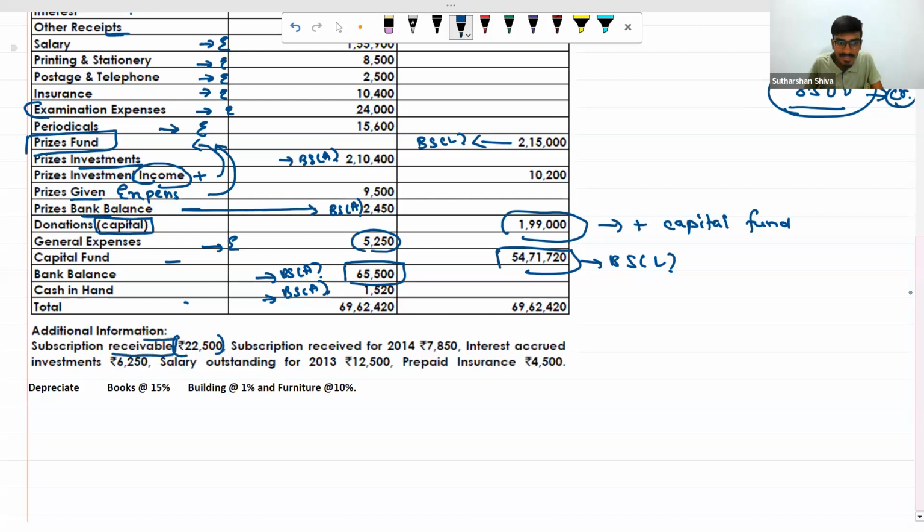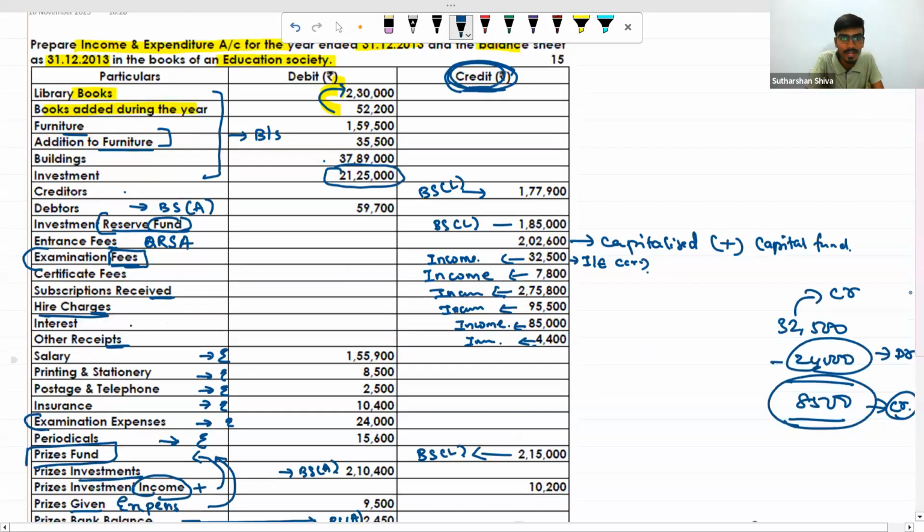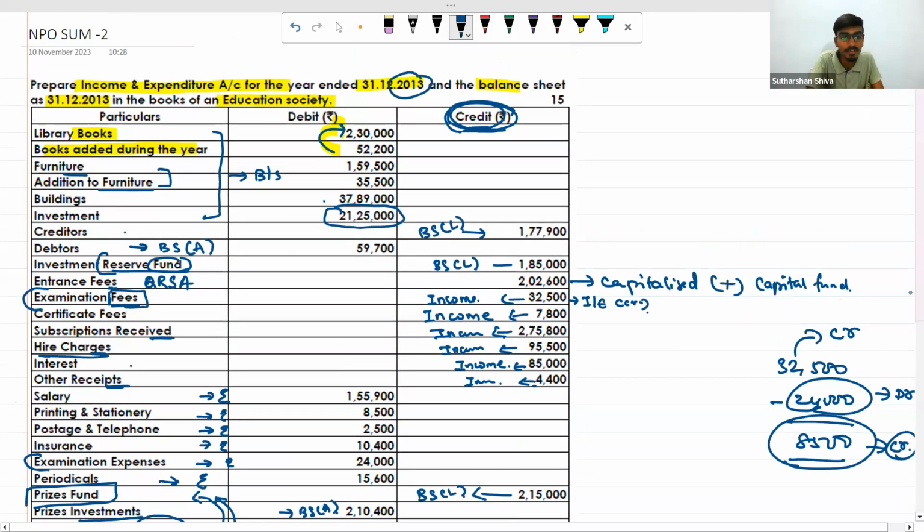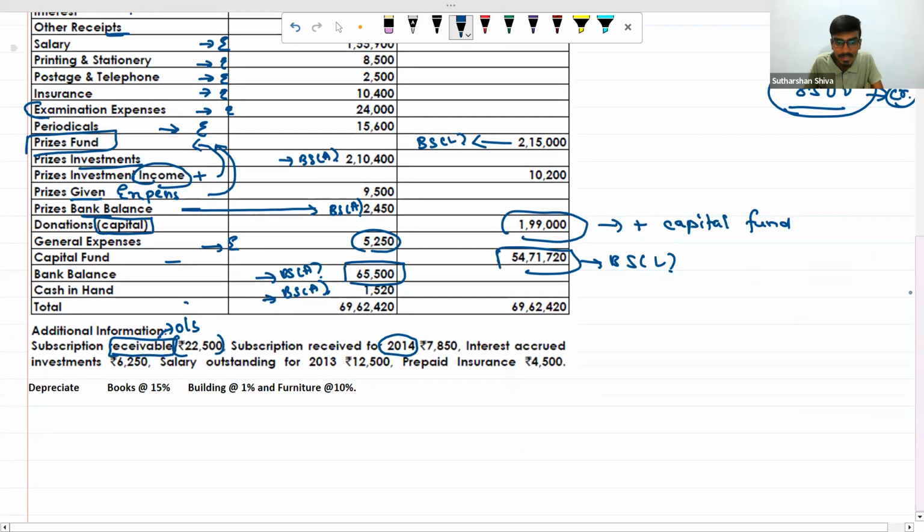Okay, subscription receivable. They have given subscription receivable. Receivable means it is outstanding, I need to receive it. Subscription received for 2014, while the current year is 2013, so we are receiving for the next year. That subscription received for the next year should be deducted, 7,850 should be deducted. 22,500 should be added to that fund because it is receivable. Receivable is something which I need to receive, which is outstanding for me.